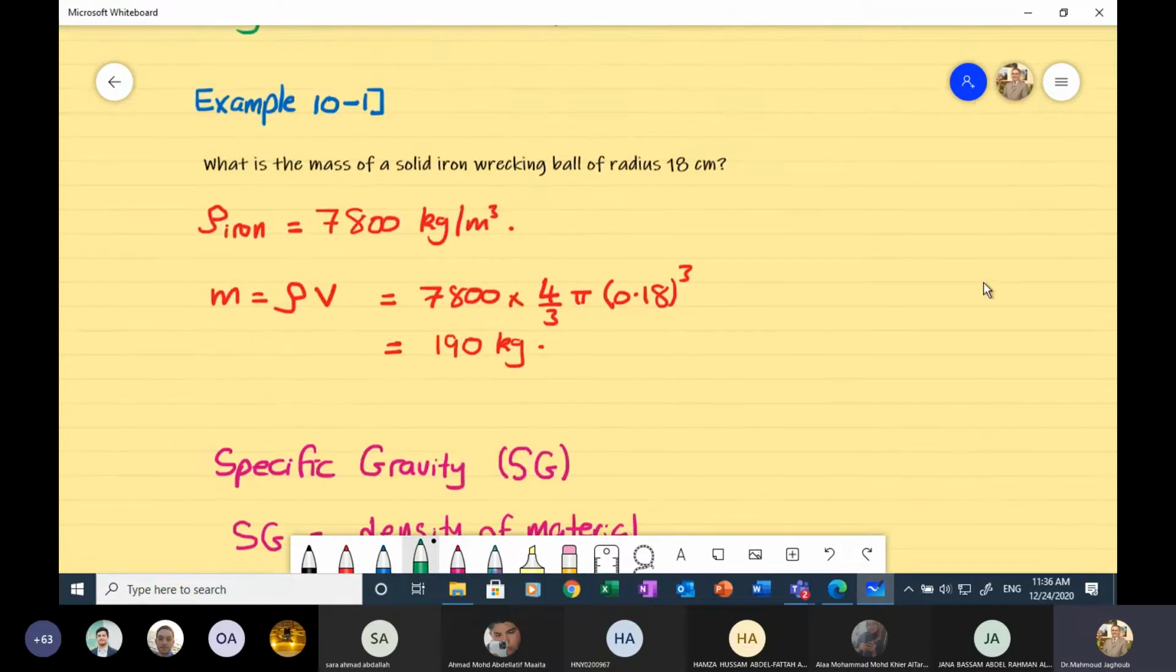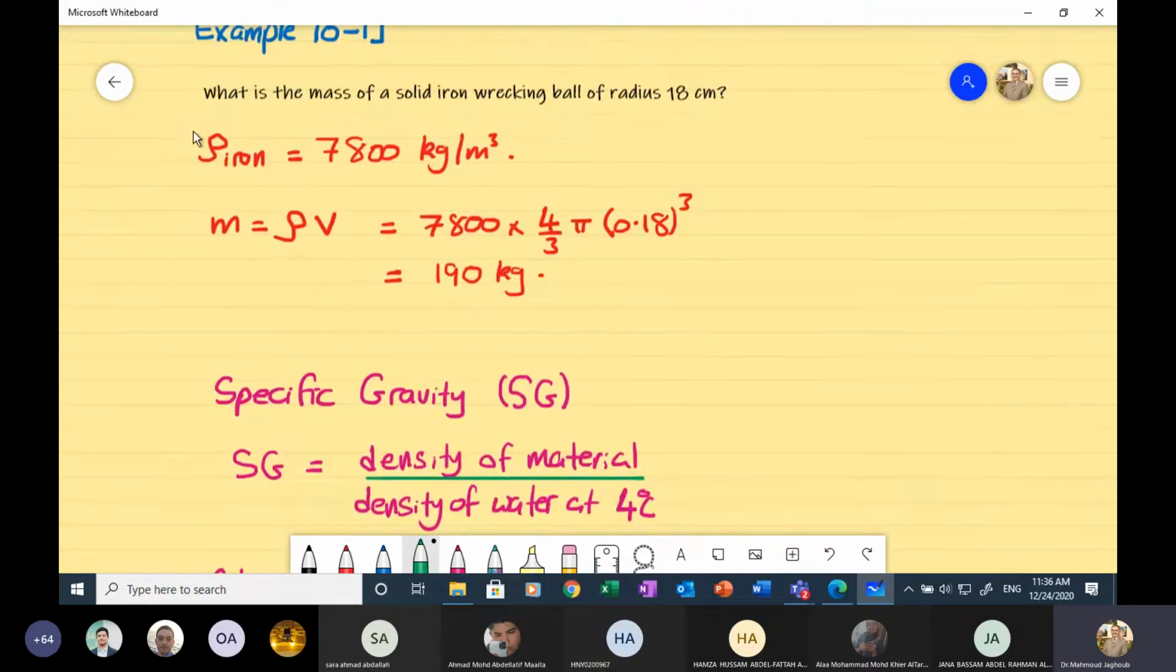Now, as a very simple example, let us see what is the mass of a solid iron wrecking ball of radius 18 centimeters. Yani, wrecking ball, it's a ball that they use to demolish walls, to break down walls, for example. They call it wrecking ball.